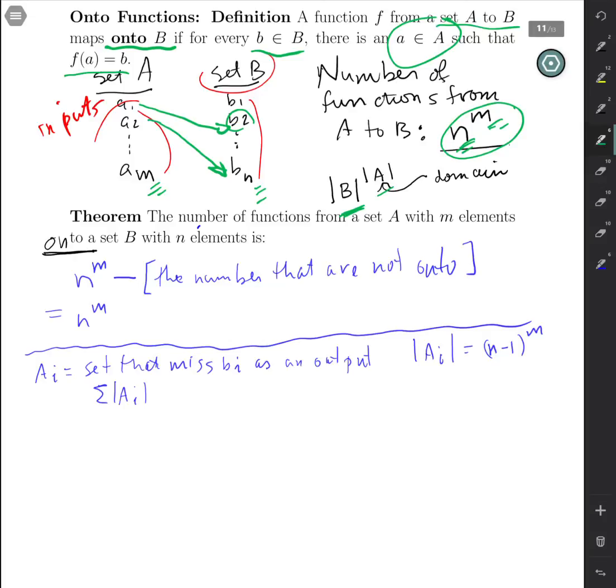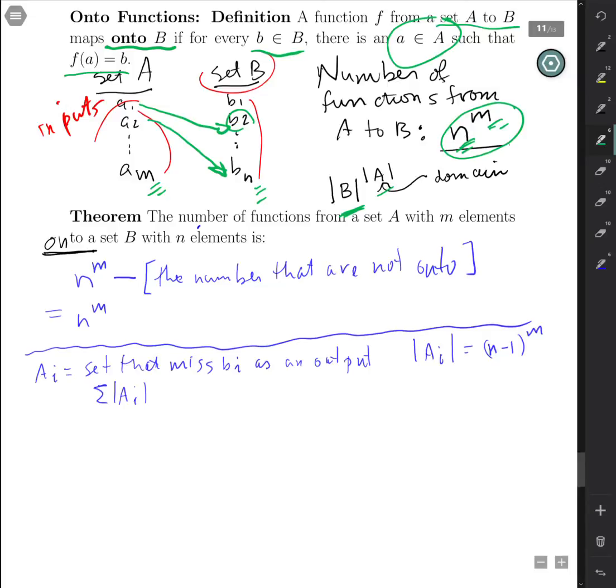And the theorem we want to pursue talks about the number of functions from a set A with m elements onto, and I needed to correct that typo, onto a set B with n elements. The way we'll do this is by taking the total that we have above here, n to the m, and subtracting from it the number that are not onto, our good old complement thinking here as well. And so I've started the next line, but I haven't put the final answer there. So we're going to analyze what's in the brackets first of all.